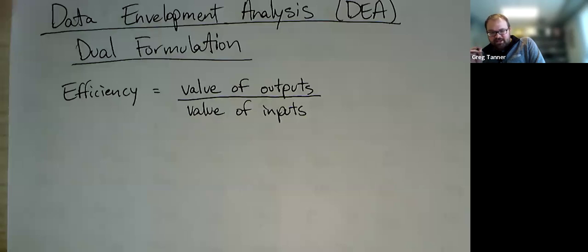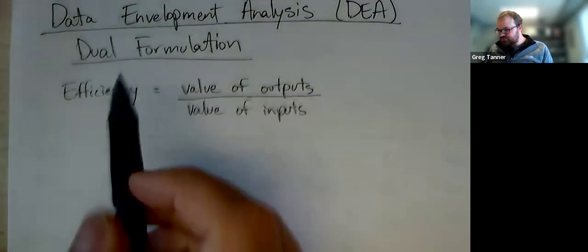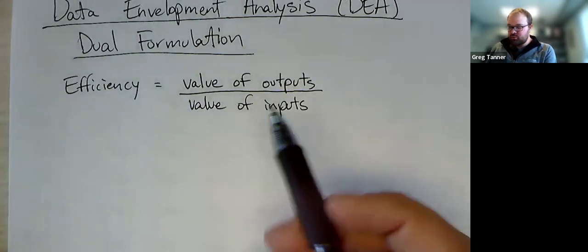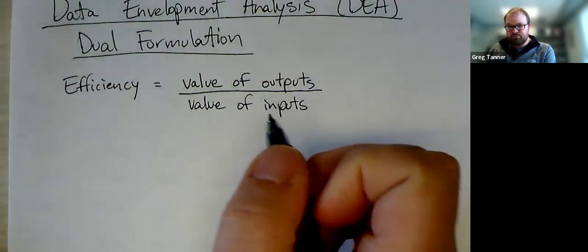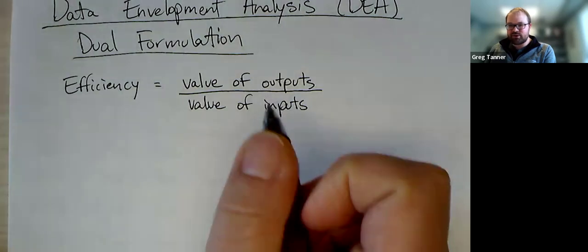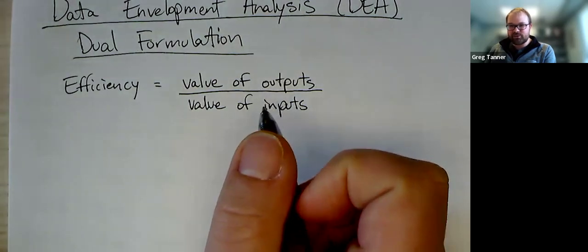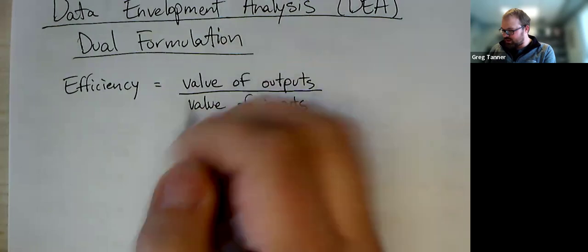Okay, let's loosen that up. Here's the way I sometimes tell this, what I think of as the story of DEA: we're going to measure efficiency, but every DMU gets to make up its own values. So let's actually write out what this is.